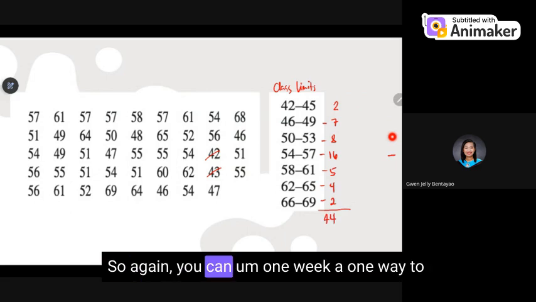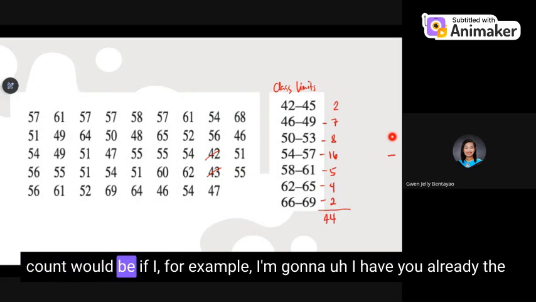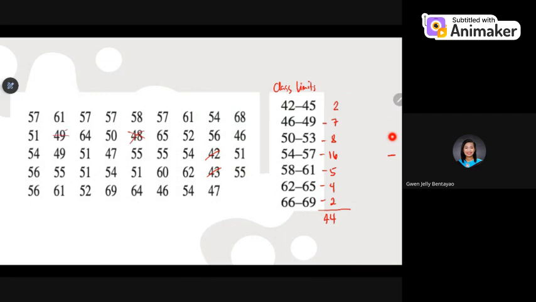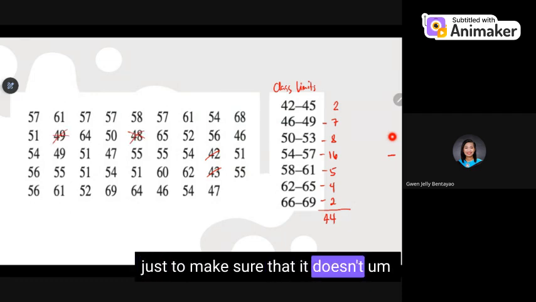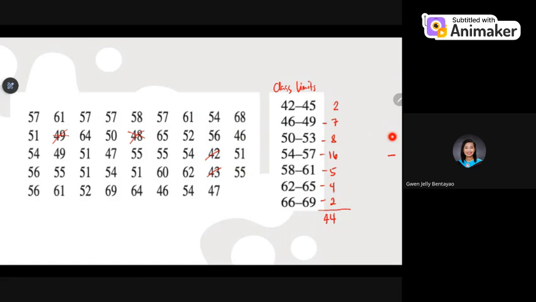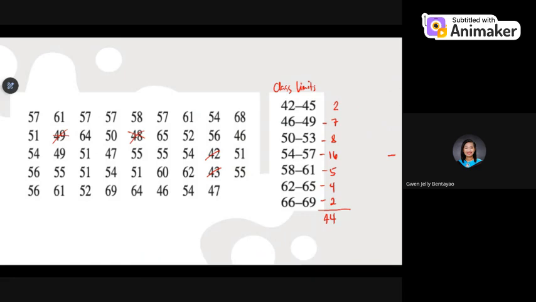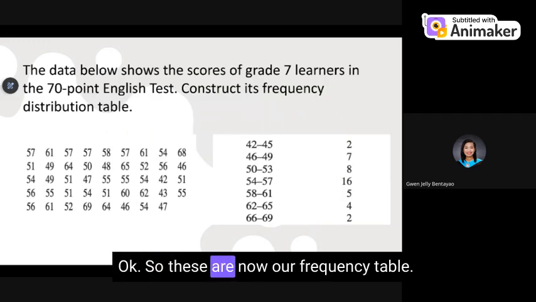So again, one way to count would be, for example, if I have already used the check, I can use the X for 46 to 49, just to make sure that it doesn't get mixed with my other class limits. Okay, so this is now our frequency distribution table.